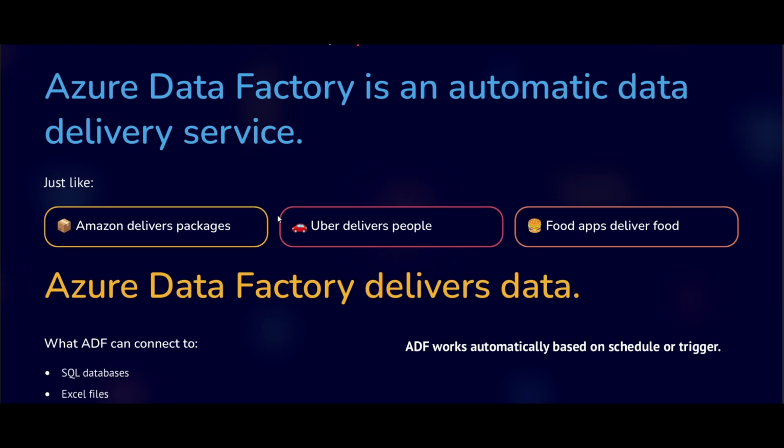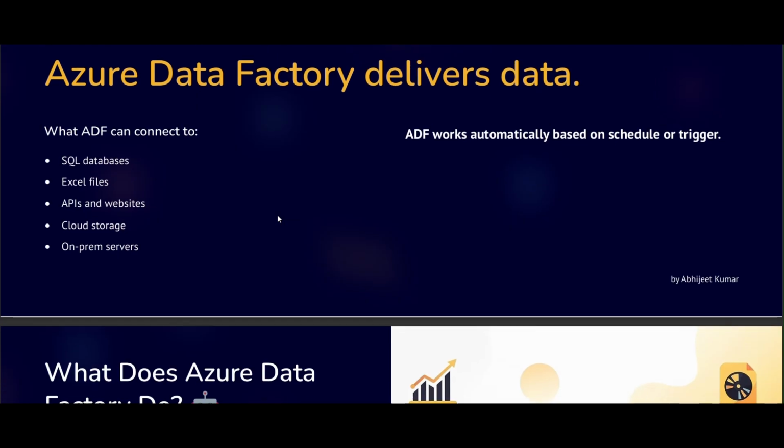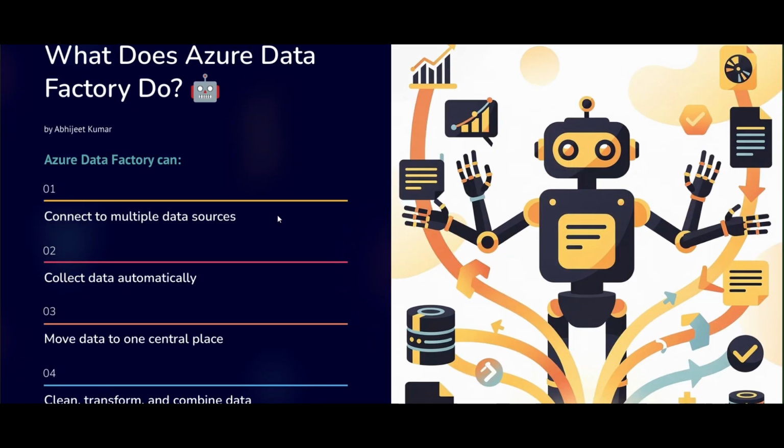Think of Azure Data Factory like this: Amazon delivers packages, Uber delivers people, food apps deliver food. Similarly, Azure Data Factory delivers data. It can connect to SQL databases, Excel files, APIs and websites, cloud storage, on-premises servers. And the best part, once you set it up, it runs automatically on a schedule or trigger. No manual work, no copy paste, no mistakes.